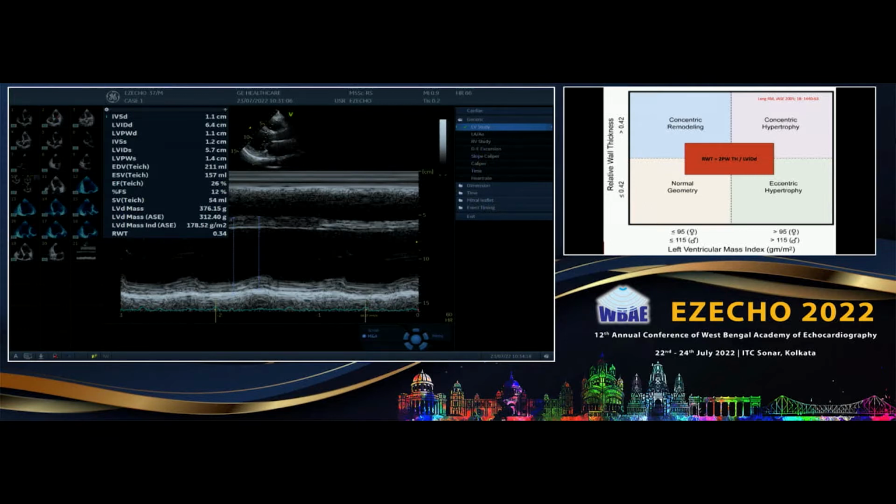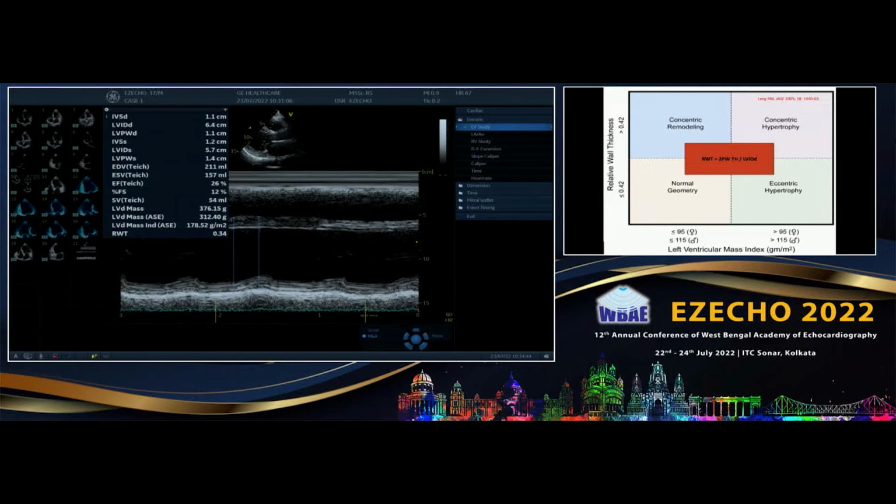Correct. Fine. In this patient, what was it, 0.34, and what was the LV mass? 178. So where does it fit? Can you tell me where it fits? It is a male patient. 178 and 0.3. Eccentric hypertrophy. So it's eccentric hypertrophy.